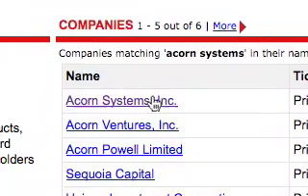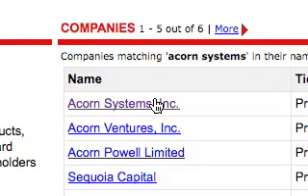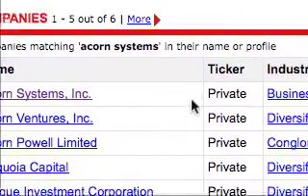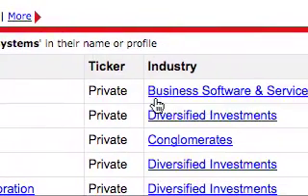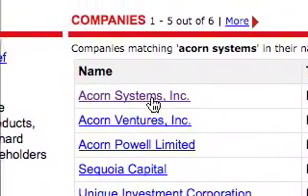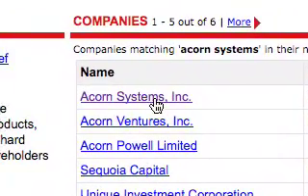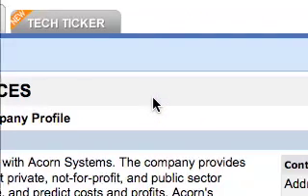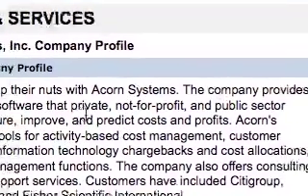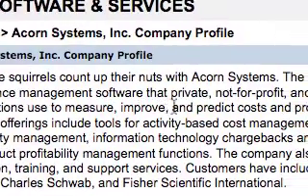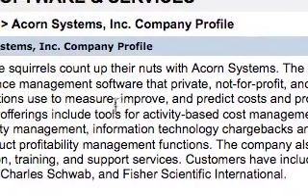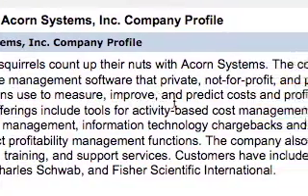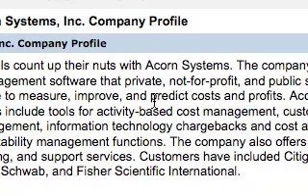All right, well, it looks like Acorn is big enough to show up on Yahoo. That's a good thing. And you can see that their industry here is business and software services. That tells me that they're definitely in our target zone. The company provides performance management software that private, not-for-profit, and public sector companies use to measure, improve, and predict product costs. That's great. That's exactly what we need.